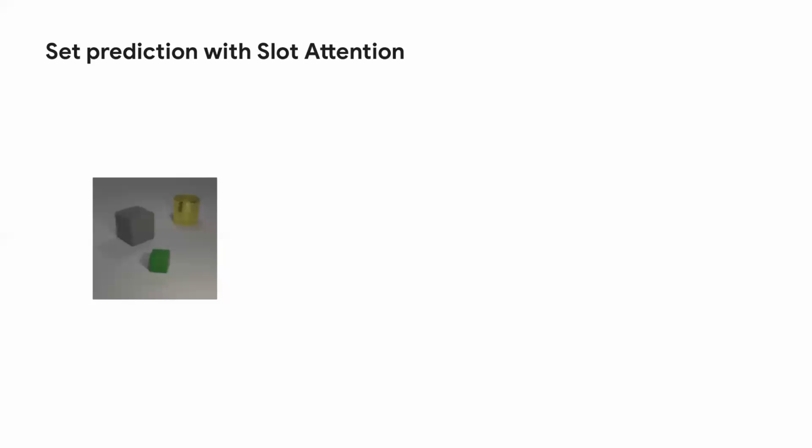So in the paper, we explore two tasks, set prediction and object discovery. I'm going to start with set prediction because that's what I've done. And Thomas did the object discovery.